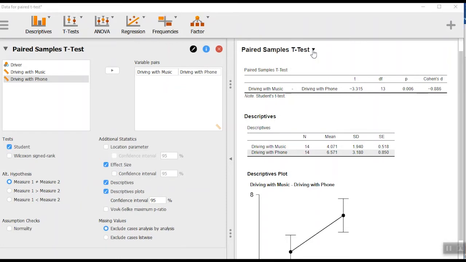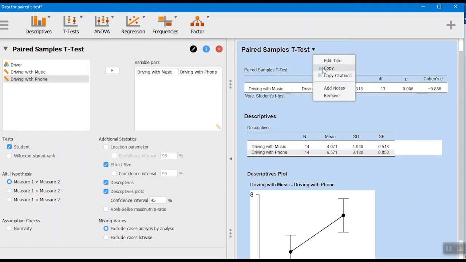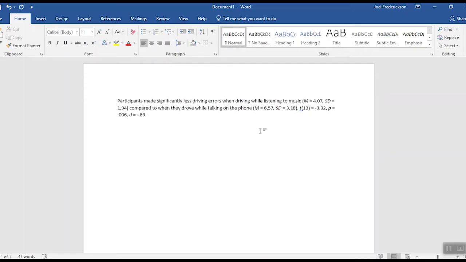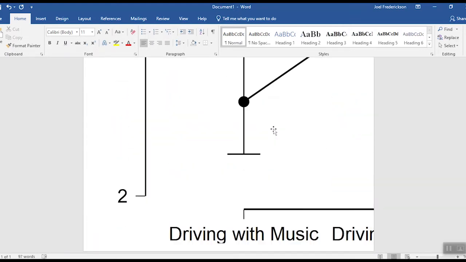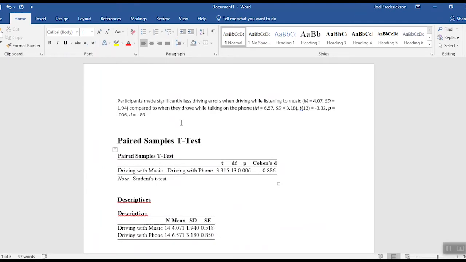So first, let's copy and paste our results here. We're going to copy this, paste it over here in the Word document. So we've got our data listed here, and then here's our write-up. Participants made significantly fewer driving errors while listening to music, and you'll note I've got this mean and standard deviation, which you see down here, compared to when they drove while talking on the phone, and we've got our mean and standard deviation.